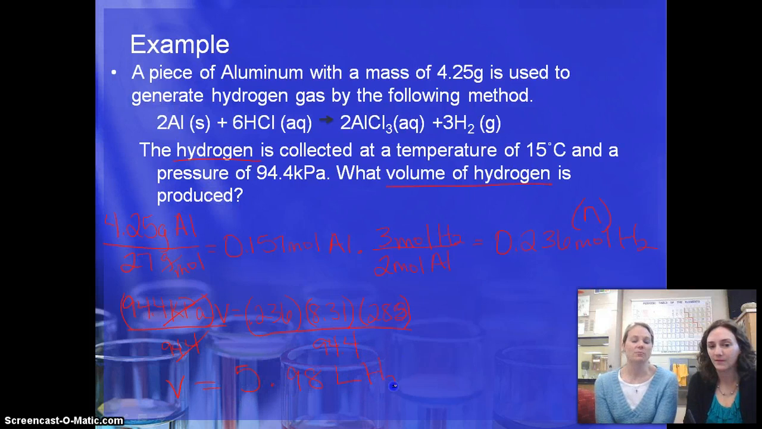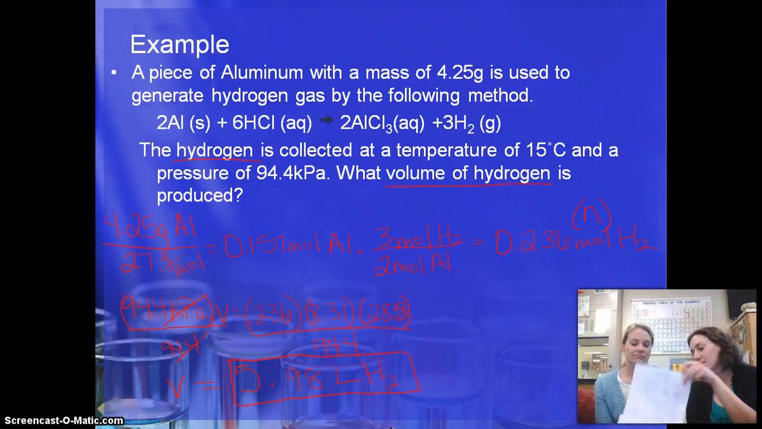So we started off with a piece of aluminum. We changed it to see how much hydrogen gas we're actually going to be making in volume into our tank. Done.